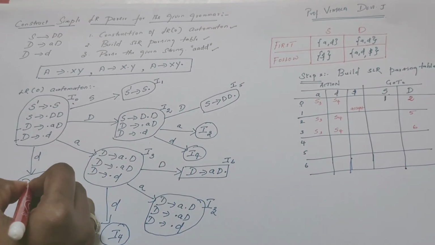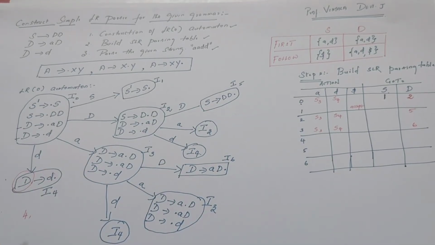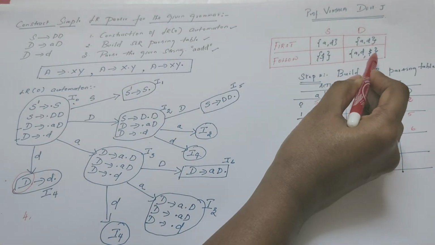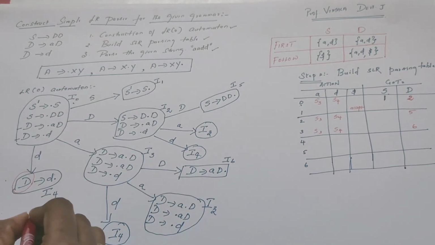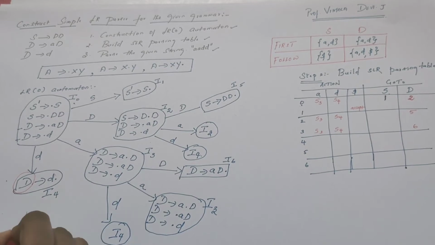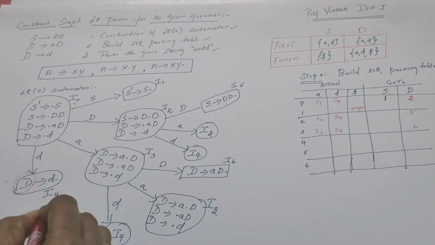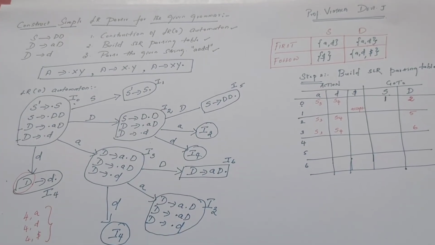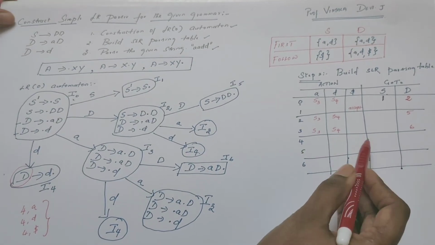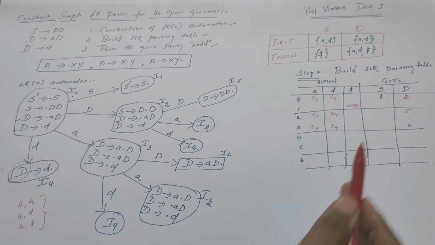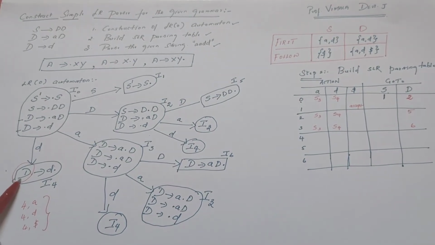Now what do I have to do? I have to consider the follow set of D. What is the follow set of D? The follow set of D is A, D, dollar. So this rule is available in state 4, right? So I will consider all the follow set symbols: 4 comma A, 4 comma D, 4 comma dollar. Against all these cell addresses, what is the value we have to enter? So this is in fact rule number 3.